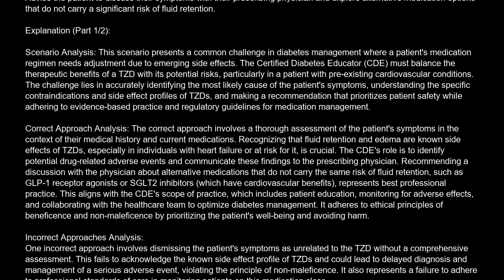The correct answer is A. Advise the patient to discuss their symptoms with their prescribing physician and explore alternative medication options that do not carry a significant risk of fluid retention. Explanation.